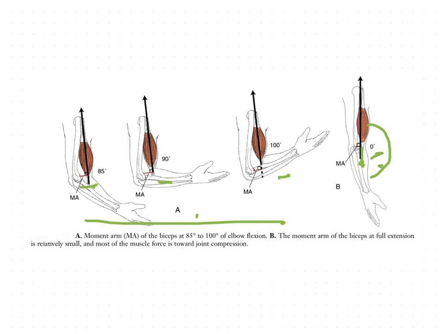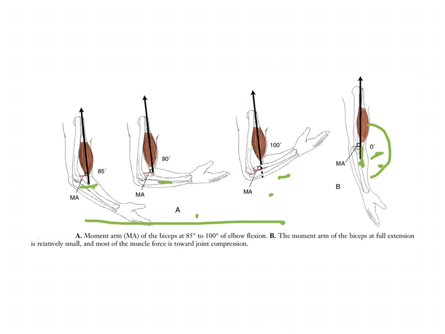Then when the elbow is flexed to 90 degrees, it is capable of producing the greatest torque in this range, and here it acts as a powerful flexor of the elbow.